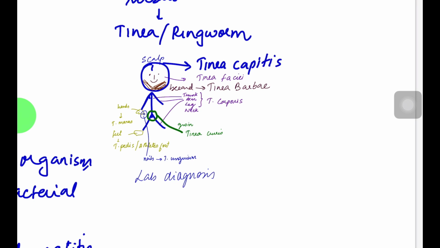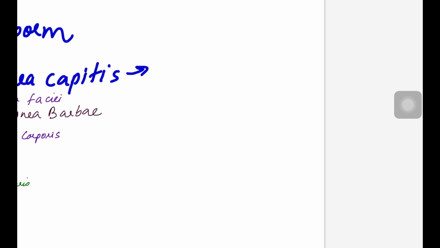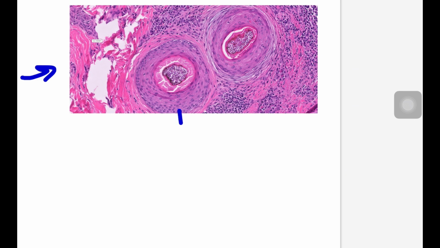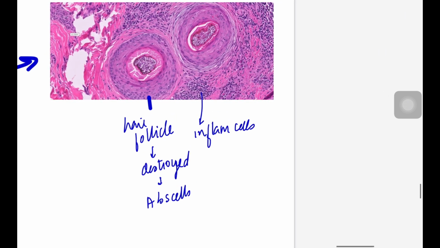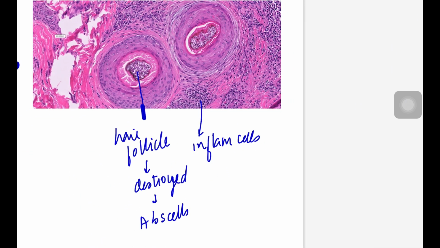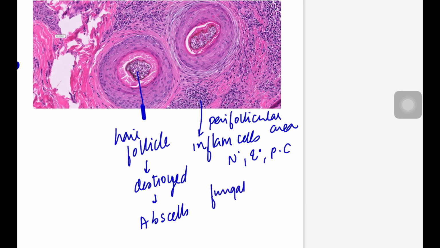Then coming to tinea capitis. In tinea capitis, what we can see is that the hair follicle is infiltrated by inflammatory cells and focally destroyed, and it will produce an abscess. The perifollicular area also shows a dense mixed inflammatory infiltrate of neutrophils, eosinophils, and plasma cells. Also the fungal hyphae can be seen in and around the hair shaft and occasionally in the interfollicular cornified layer. So these are the findings we can see in tinea capitis.